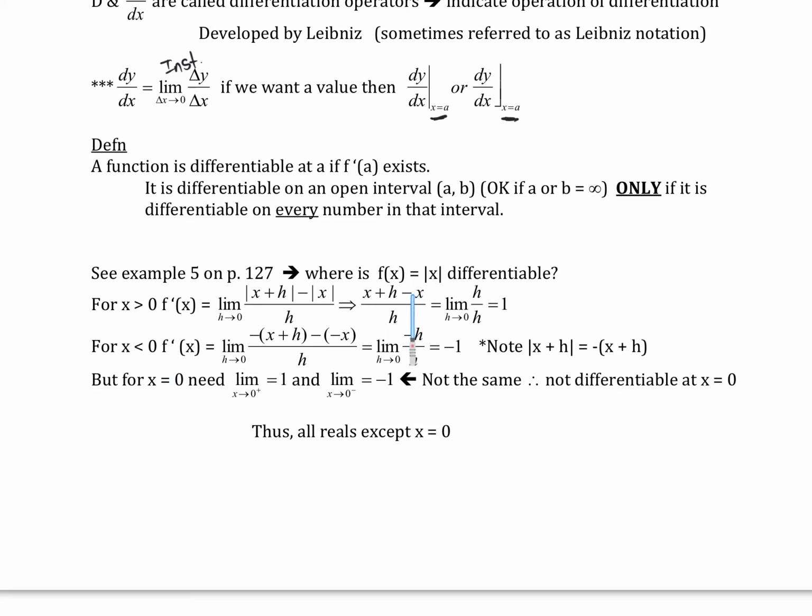Positive version, we end up with this. We get the limit as 1. The negative version, I take the derivative. I end up with this. So it's negative 1. So it's not differentiable at x equals 0. So it's differentiable on all reals except x equals 0.